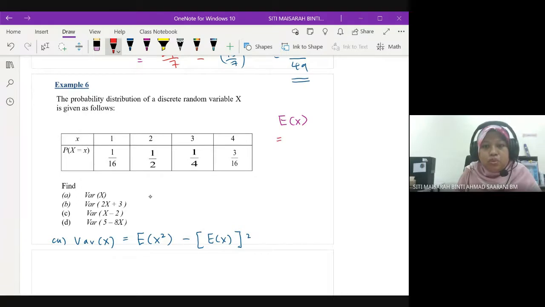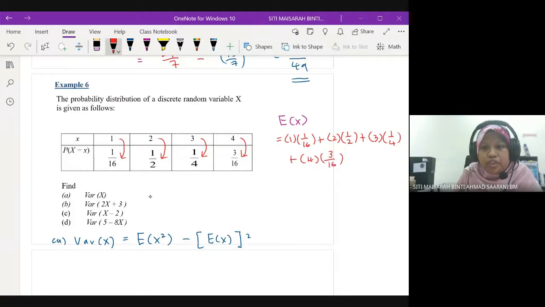So EX kat sini, suppose multiply 1 multiply by 1 over 16 plus 2 multiply by 1 over 2 plus 3 multiply by 1 over 4 plus 4 multiply by 3 over 16. So then we calculate EX, we get 41 over 16. EX kita dapat 41 over 16. Okay. So then we calculate for EX square pula.